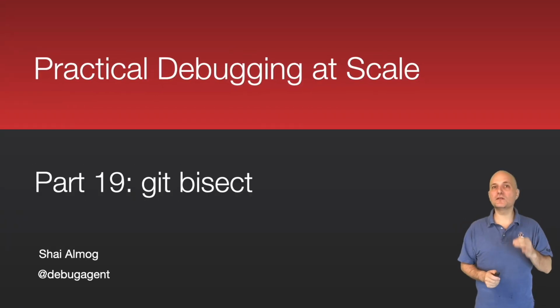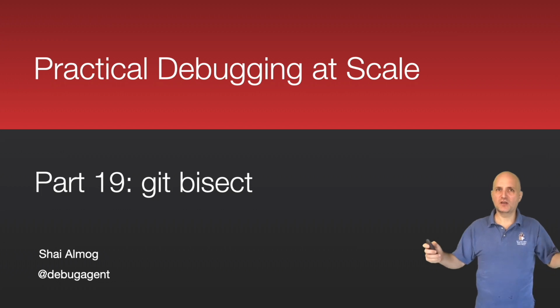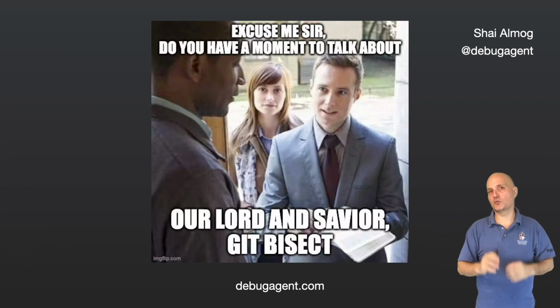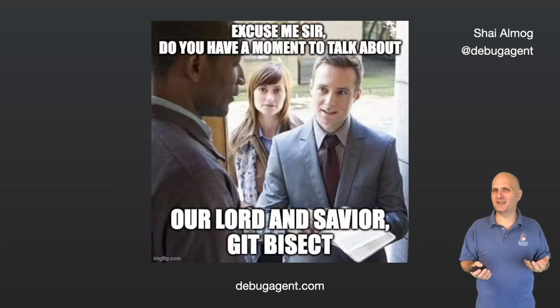Welcome back to the 19th part of Debugging at Scale, where we can pinpoint the exact revision in which things went south. We don't typically think about Git as a debugging tool. Sure, it's a great tool to study the history of a file and narrow down causes, but as a debugging tool, it can be used for one special case of debugging: regression tracing.